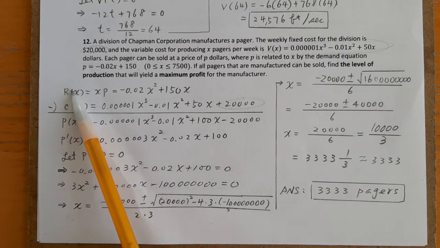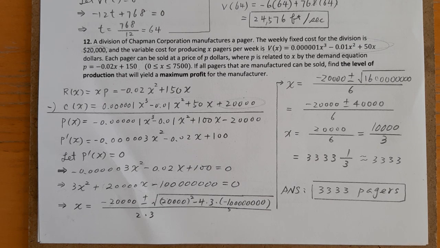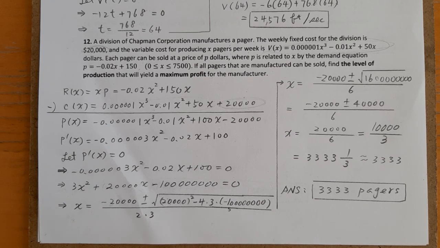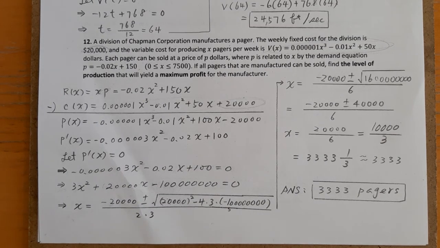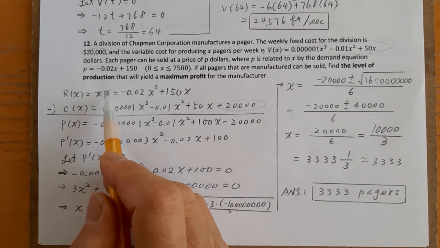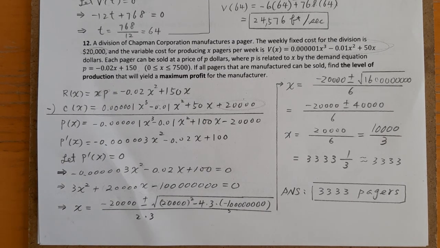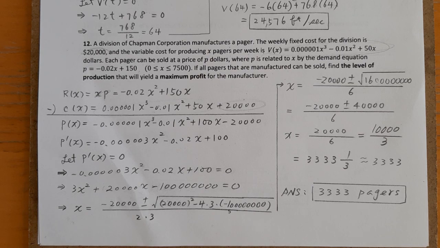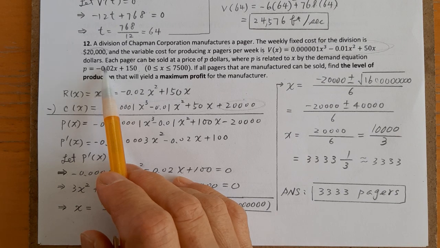Profit function is revenue minus cost. First of all, you have to figure out the revenue. Revenue is how many units produced times the price per unit. You sell at P dollars, and you sell a total of X units, X pages, each page at P dollars. So revenue is the money you get, your income: X times P.